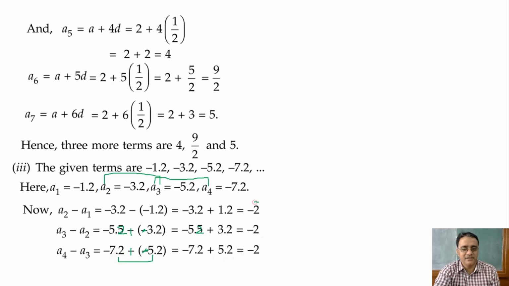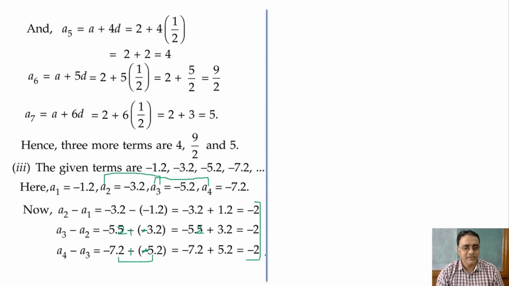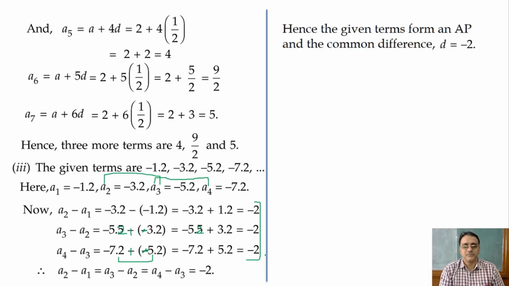That means all the differences between each consecutive terms are same. So hence it will form an AP and the common difference is minus 2. Any doubt? No, sir. Now we have to find the next 3 terms. So A5 निकालना है. A5.